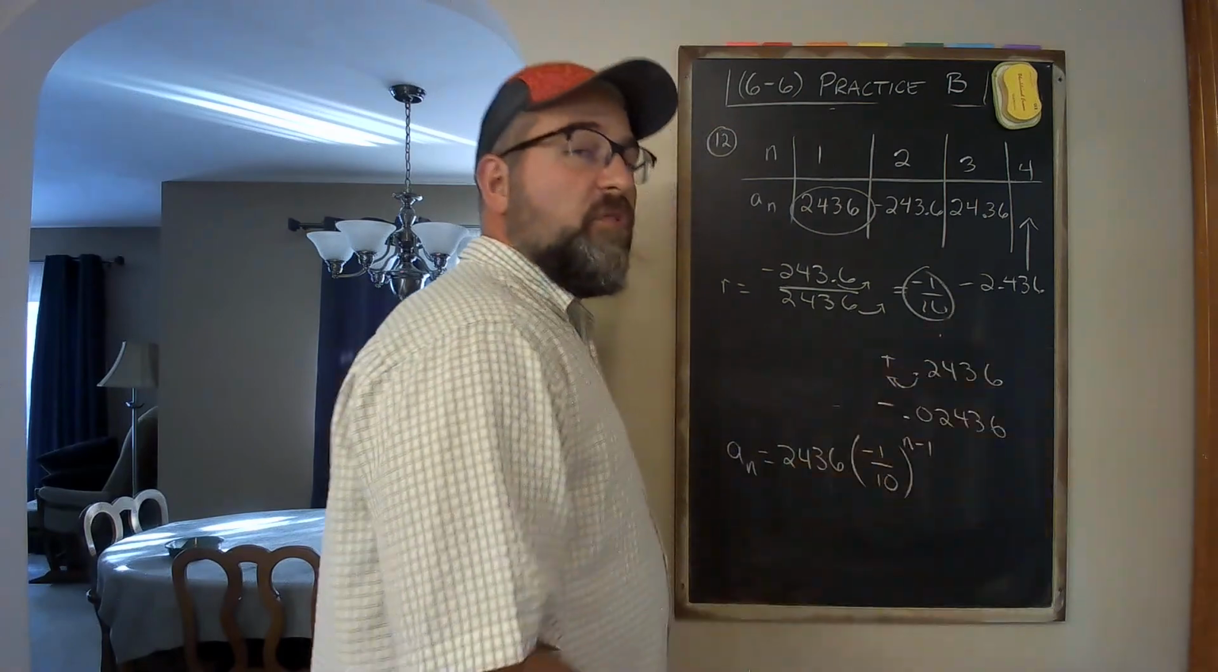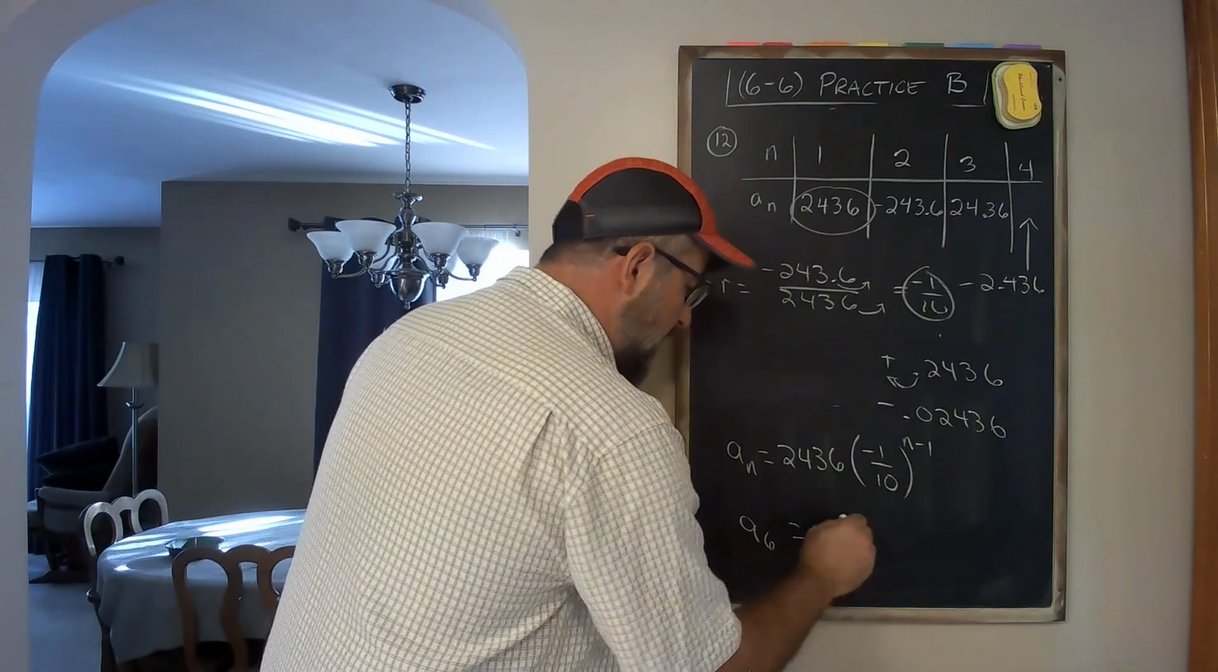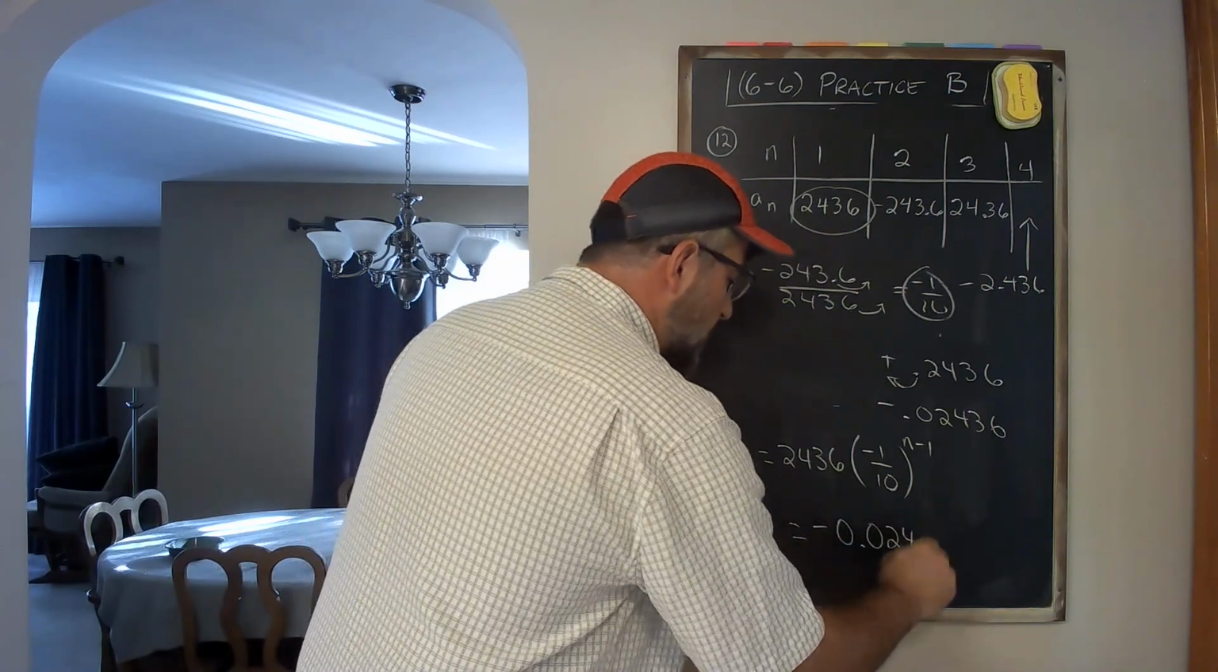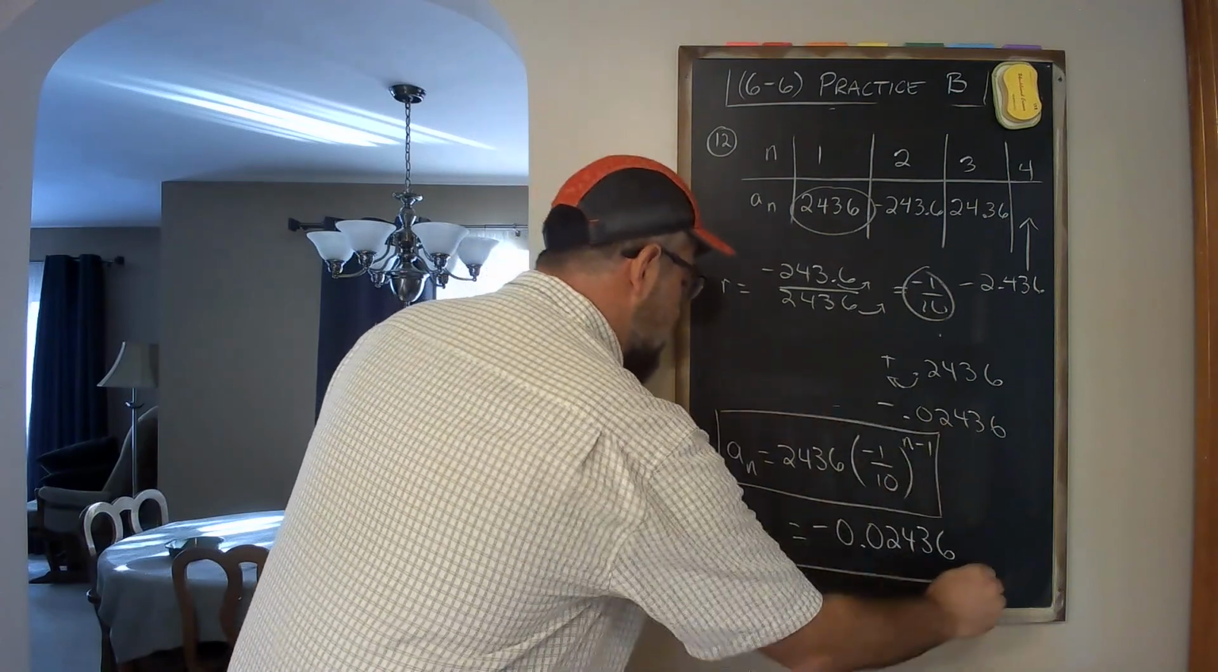If we shift it one more, it's going to become negative 0.02436. Hey, if you notice a pattern, why wouldn't you put it to use, right? A sub 6 is going to be negative 0.02436. There's your formula. There's your sixth term.